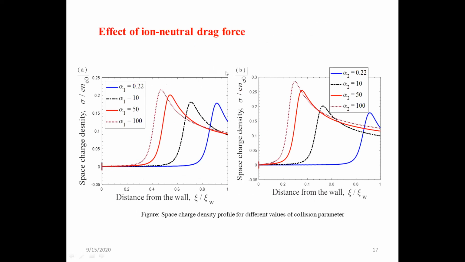Now I'm going to discuss the ion neutral drag force. Alpha 1 represents the ion neutral collision strength for the helium, and alpha 2 represents that for the argon. What we found is that alpha 2 has a more significant effect than alpha 1. This is due to the large collision cross section of the argon ions.